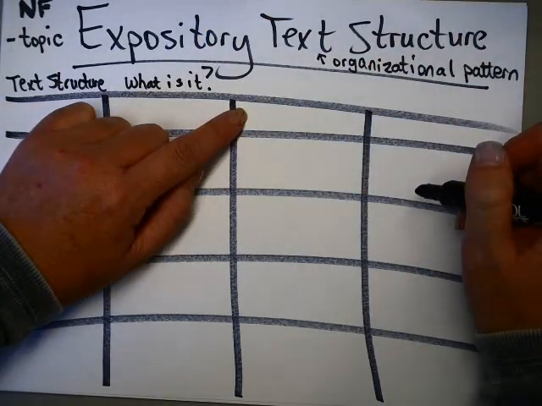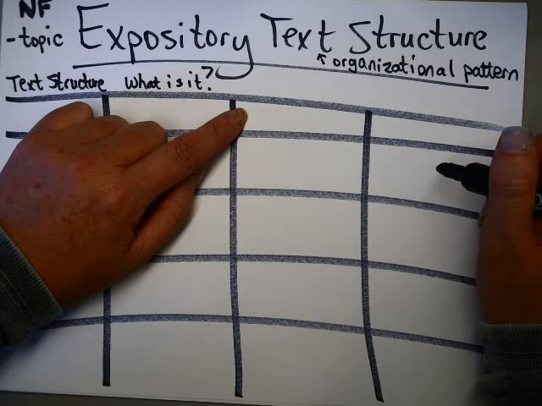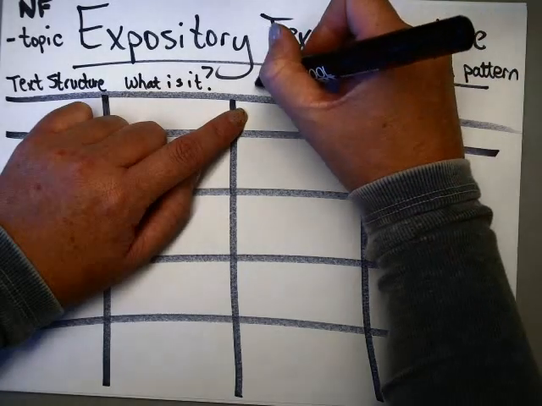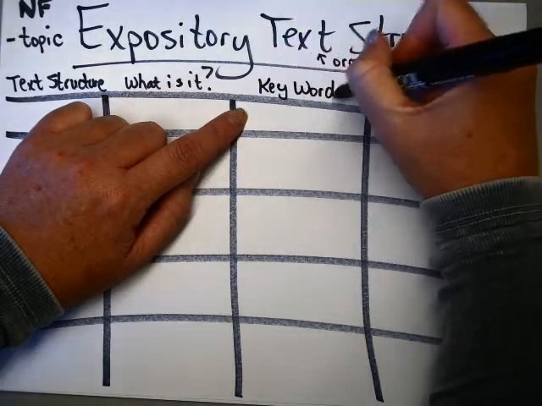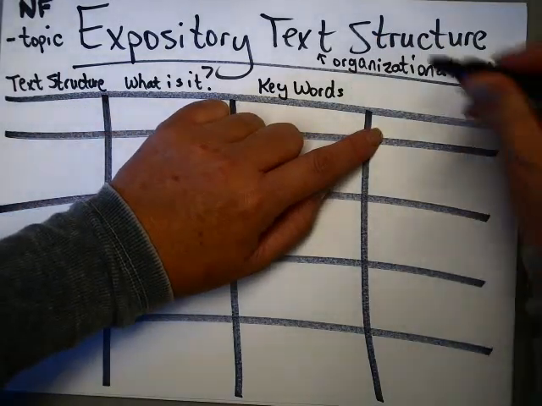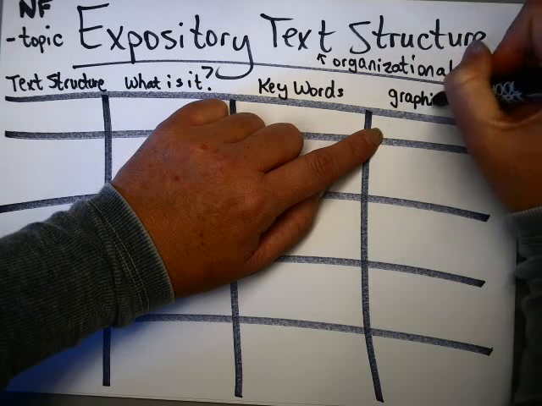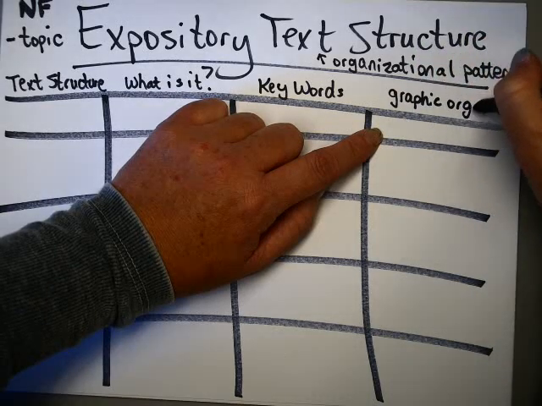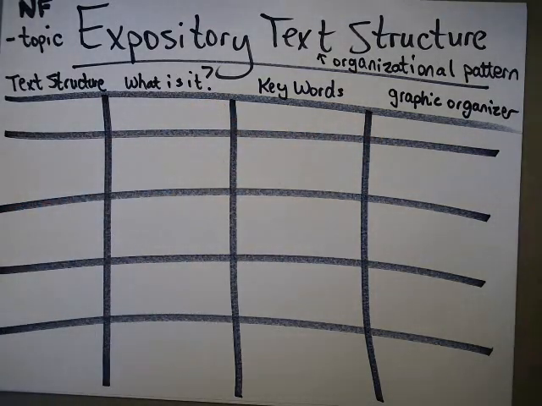Next one are going to be words to watch out for. So when you're trying to identify what text structure it is that you're reading, you're going to be looking for certain key words in there. So we'll just put key words. So these are kind of your hints that tell you what text structure it is that you're reading. The last one is going to be graphic organizers. So if we were to put our ideas together in just a graphic organizer, which one would best suit this particular text structure? Okay, so you pretty much have this broken up into 4 different parts.